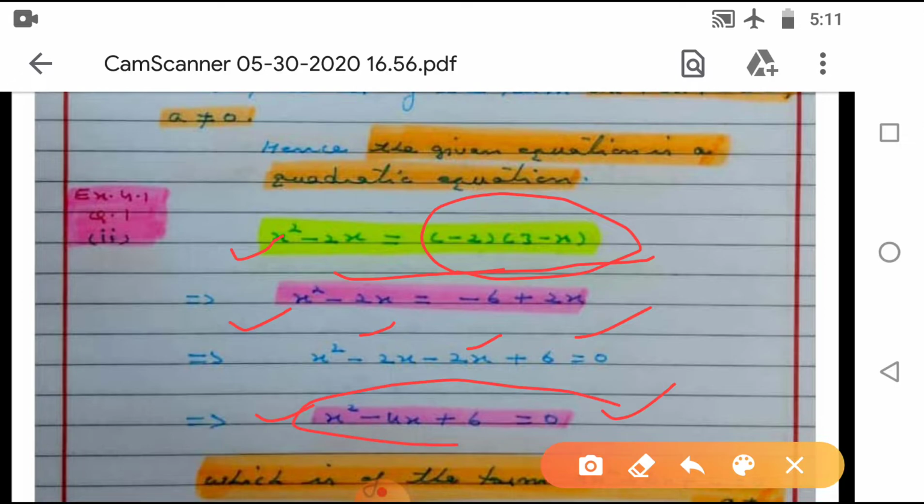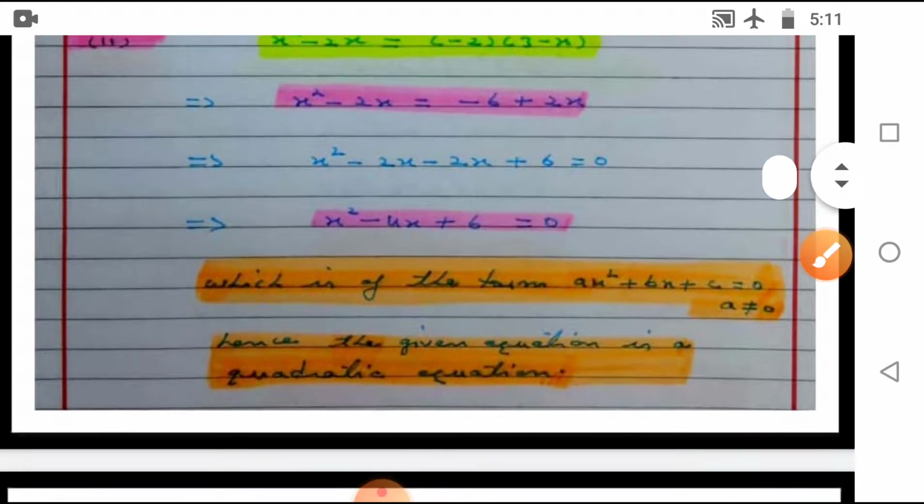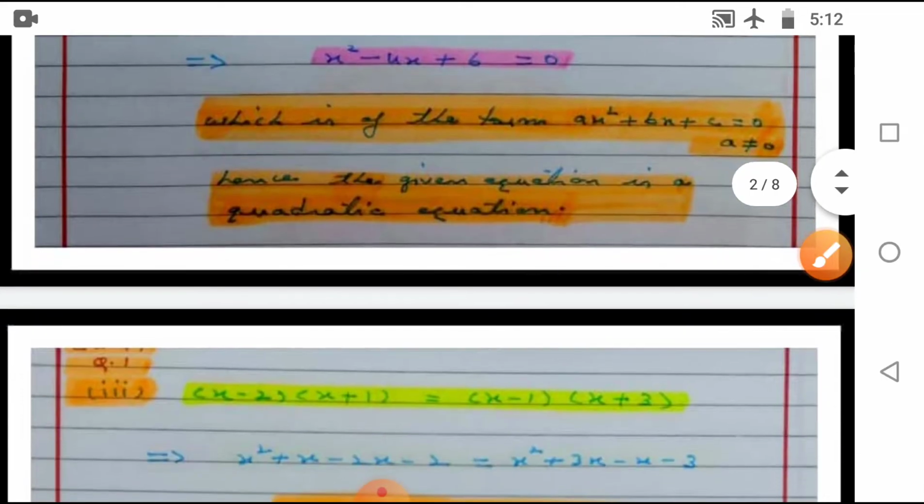So, look at this equation. This equation is in the form of ax square plus bx plus c is equal to 0. So, the above equation is a quadratic equation. Since this equation, x square minus 4x plus 6 is equal to 0, is in the form of ax square plus bx plus c is equal to 0, where a is not equal to 0, hence the given equation is a quadratic equation.